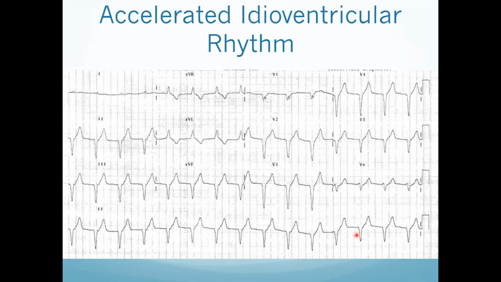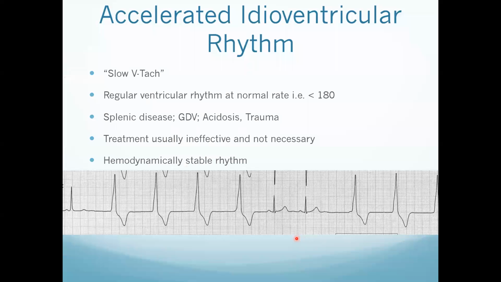Again, we don't have any obvious P waves here, so we don't have any evidence of association between P waves and QRS complexes. So these are ventricular, but they're not fast. Okay. So it's sometimes called slow VTAC, but it's at a normal physiologic rate. So it's usually going to be 120 to 160 in most cases. We see it very commonly with splenic diseases, often post-GDV correction. We can see it with acidosis, we can see it with trauma. So oftentimes it is present with non-cardiac diseases.